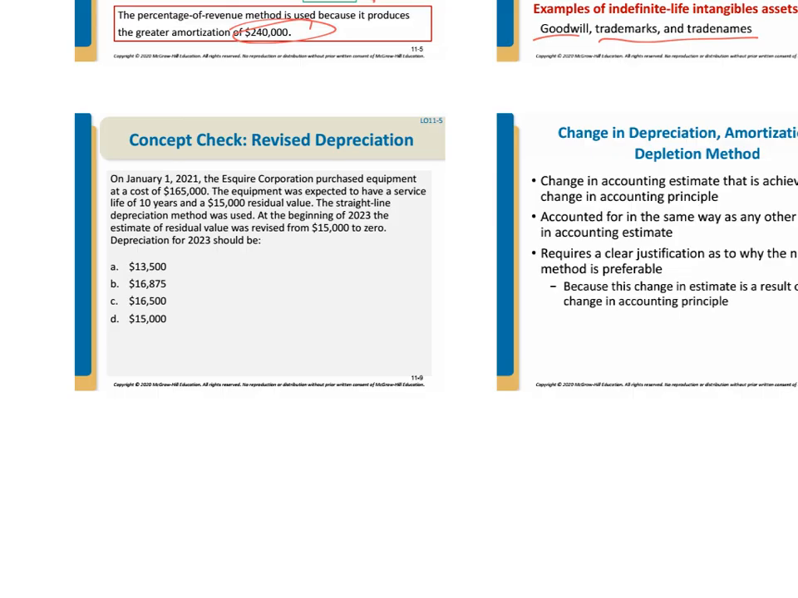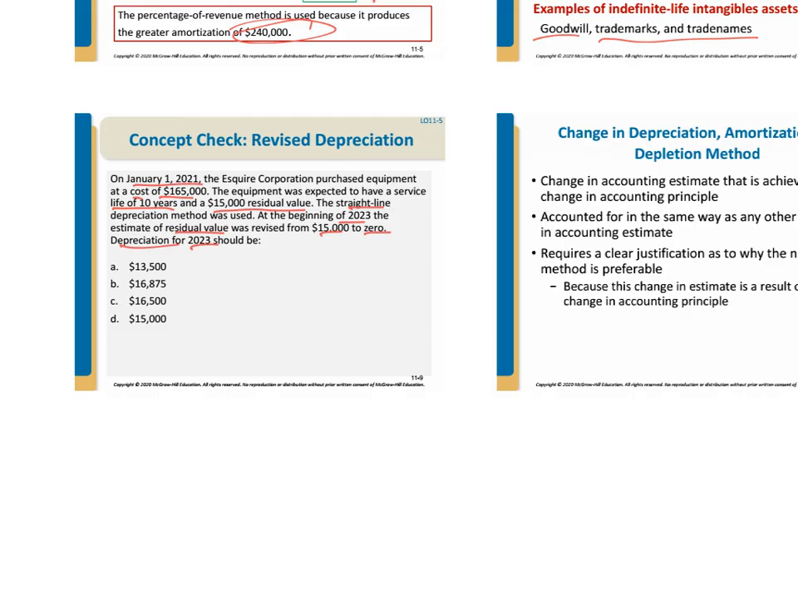This problem states that on January 1st, 2021, Esquire Corporation purchased equipment at a cost of $165,000. The equipment was expected to have a service life of 10 years and $15,000 residual value. Straight line was used. It says at the beginning of 2023, so after 2 years, the estimate of the residual value was revised from 15 to 0. And depreciation for 2023 should be what?